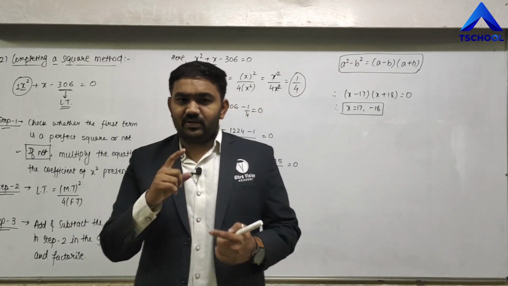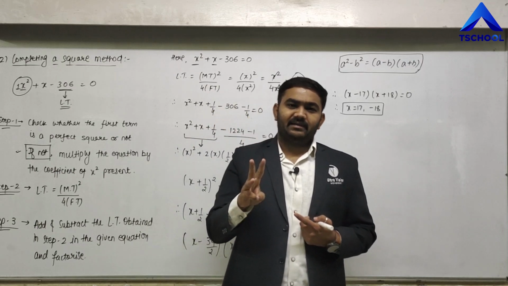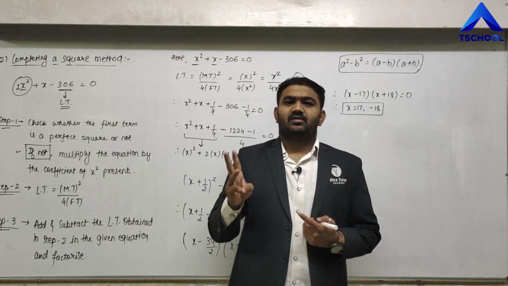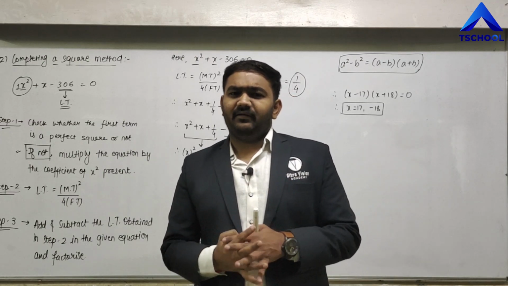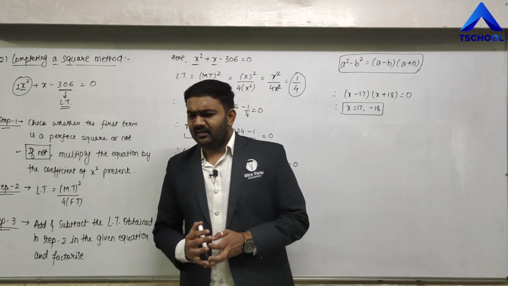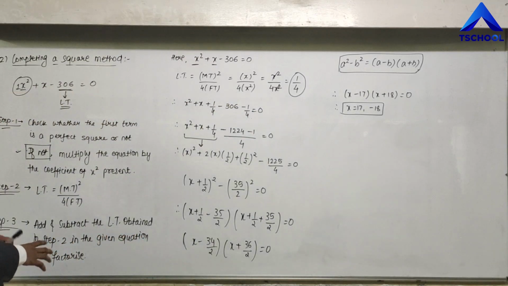So you need to remember the perfect squares, as I said: 1, 4, 9, 16, 25, 36, 49, then 64, 81 and 100, right? You need to remember the perfect squares up to 10, so that it might be helpful for you to solve the example. So if not, multiply the equation by the coefficient of x square present.